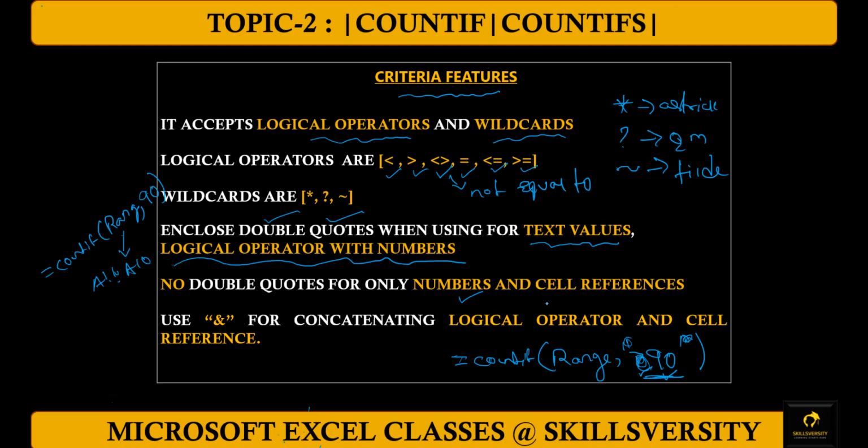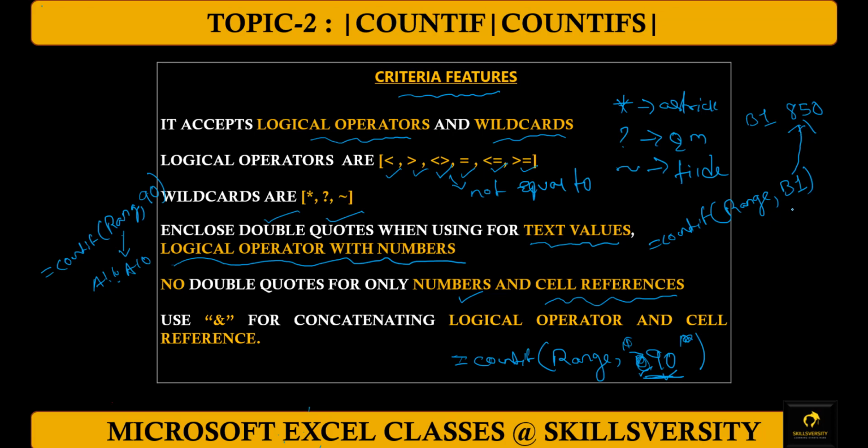And also when you're using cell references, no need to enclose double quotes. For example, COUNTIF range, suppose I'm giving B1, because in the cell B1 my value is already there, maybe something like 85 or 850. So I'm referring to this cell, I'm pointing to this cell.